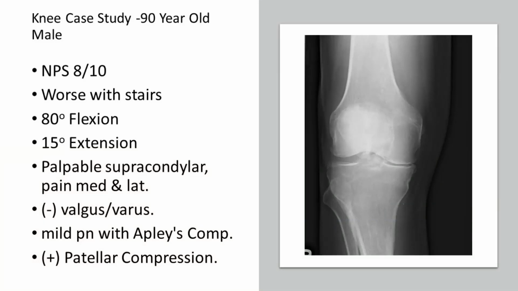In this next slide here, this was a 90-year-old patient. He complained of pain, 8 out of 10. I don't think he's a candidate for surgery. And he hadn't seen a surgeon yet. His doctor doesn't want him to get surgery. His doctor wants him to continue with the therapy. He could only achieve 80 degrees of flexion and 15 degrees of extension.